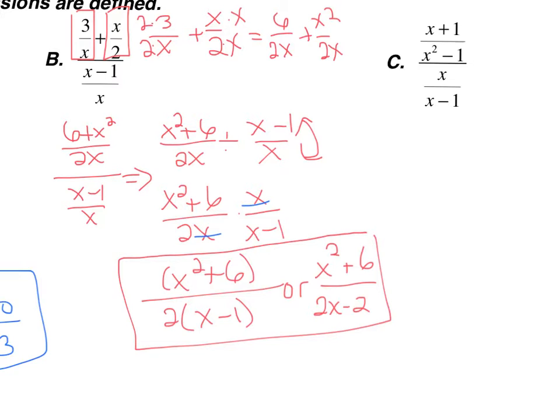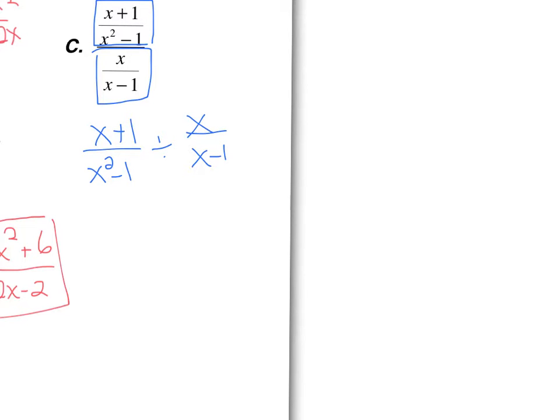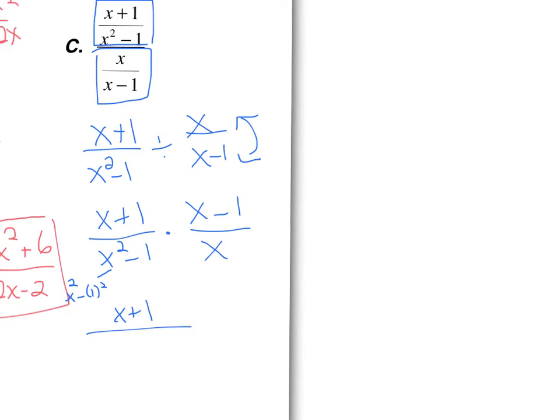In the last example, we have two fractions. Notice that they are two fractions, so we don't have to add or subtract. We can just take x plus 1 over x squared minus 1 divided by x over x minus 1. That means we flip the second fraction, take the reciprocal. So we have x plus 1 over x squared minus 1 times x minus 1 over x. And then we'll notice that we have x squared minus 1, which is a difference of squares. So we can rewrite the bottom as x plus 1 times x minus 1. And then we have times x minus 1 over x.